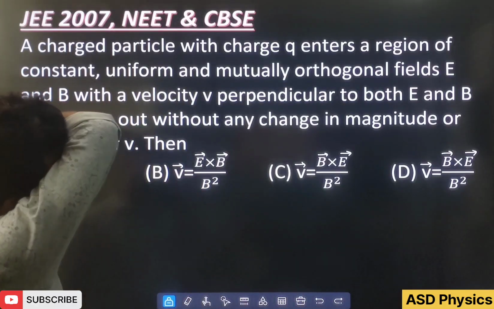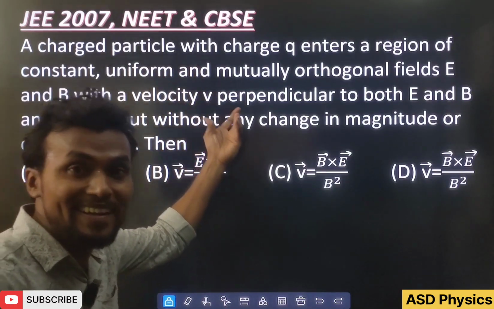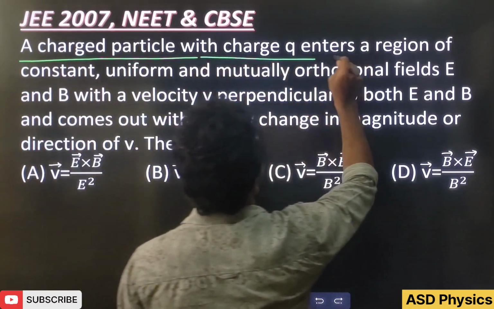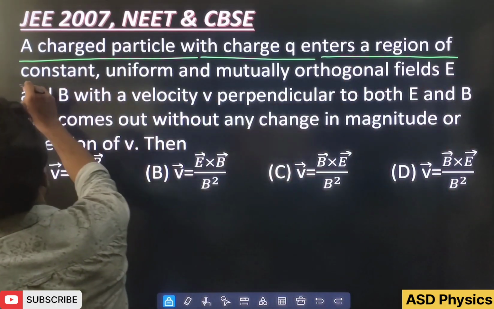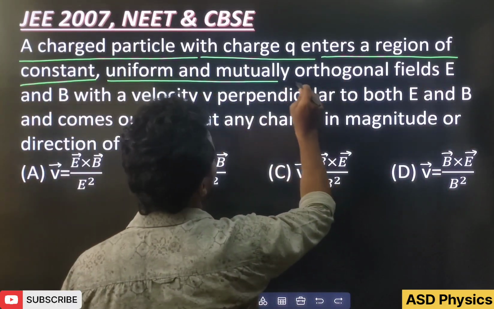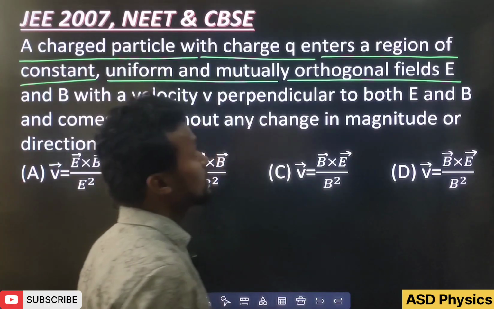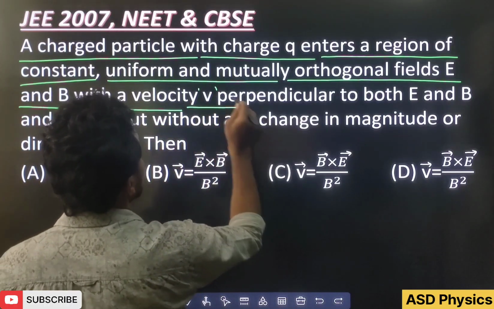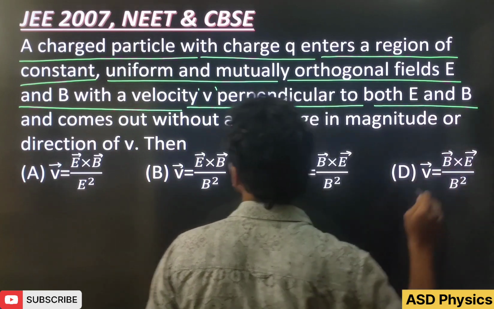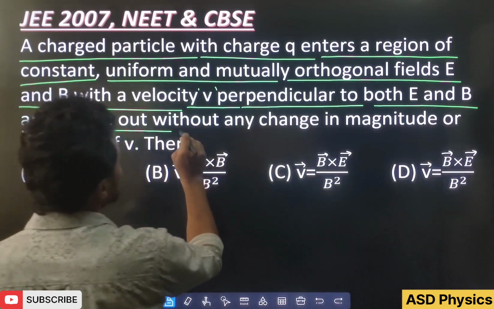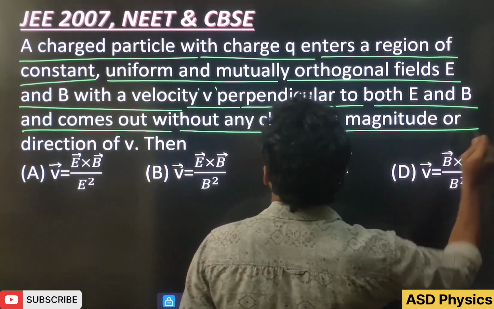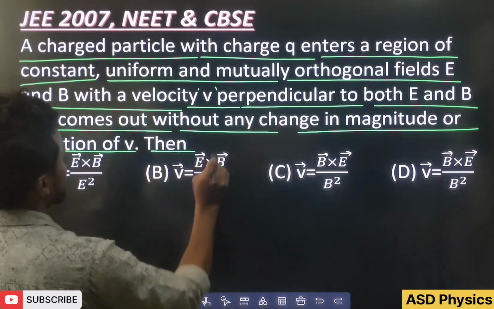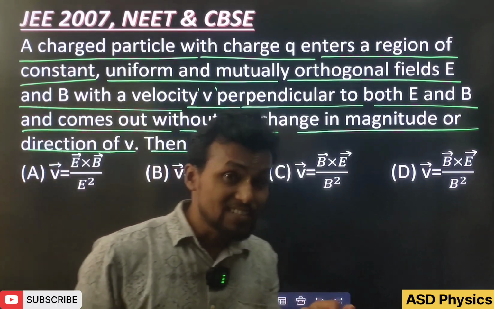After that, now let's see, we are going to solve a very basic question. It came in JEE 2007. Important for NEET and JEE exam also. So see here. A charged particle with the charge Q enters a region of constant, uniform and mutually orthogonal fields E and B with a velocity V perpendicular to both E and B, and comes out without any change in magnitude or direction of V, then how much here? So see here, the direction is not changing.